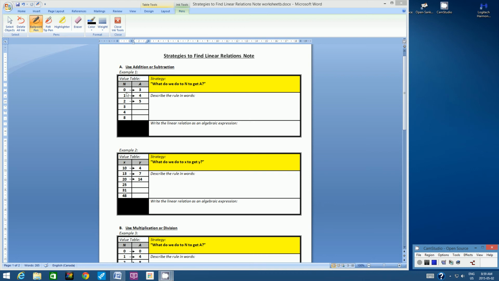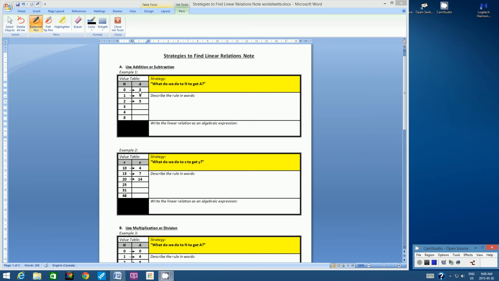So it's very important that you don't look downwards down this chart here. We're looking for the relationship between N and A. Okay? So if we have an N value, a term value of 0, and we have an A value of 3, what could we have done to 0 to make it 3? Now remember, let's look at the hint here. What section of the note is this in?